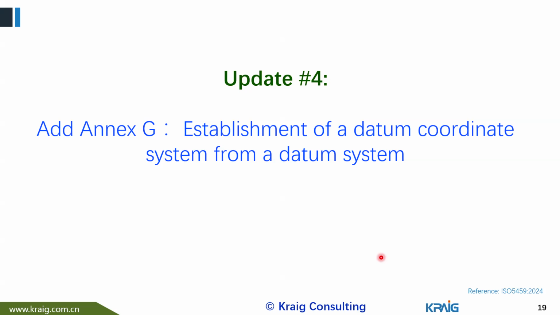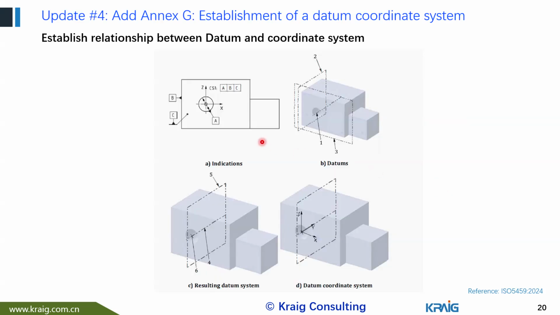Update number 4. The new standard adds Annex G. This Annex G shows how to establish a coordinate system from datum to datum. To give a picture here, for example, in this joint we can find datum A is a hole, datum B is a side surface, and datum C is a top surface. So how do we use datums A, B, C to establish the coordinate system?